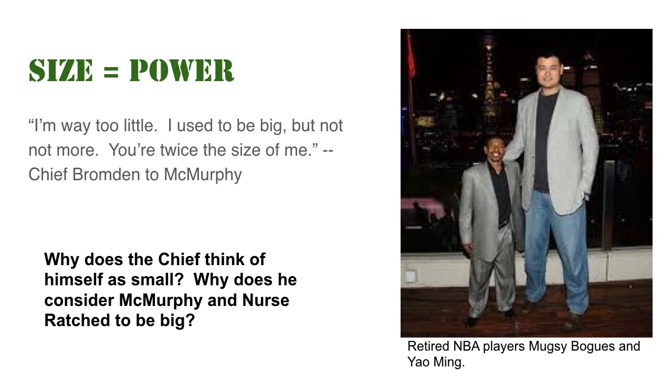The Chief's schizophrenia changes his perceptions of people. Why does he see himself as small? Why does he see others, like Nurse Ratched and McMurphy, as big? How does he change in the book, and what could that represent?